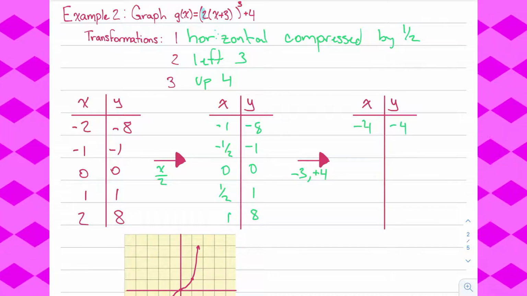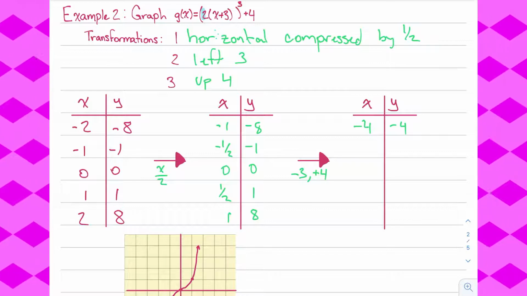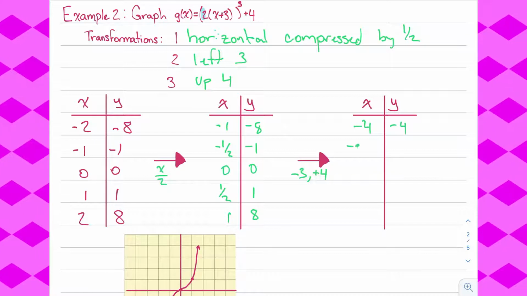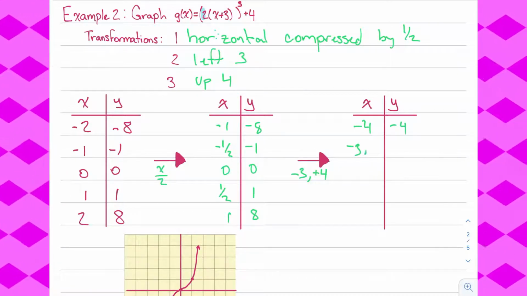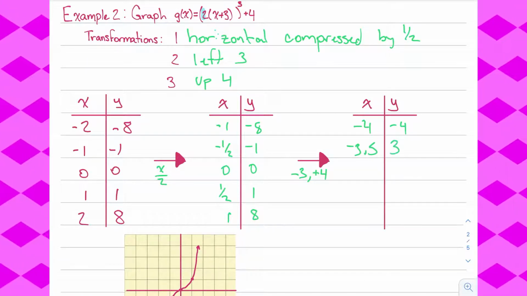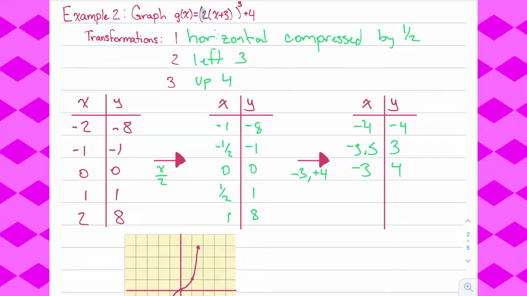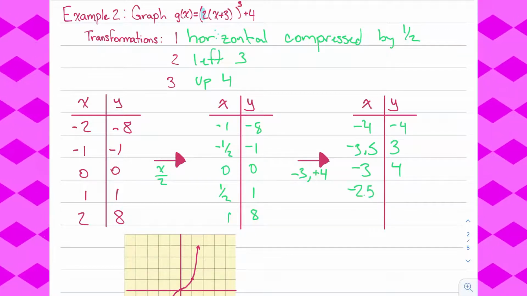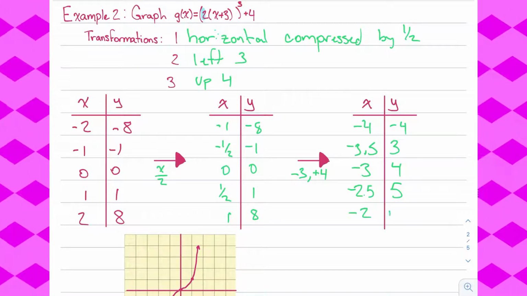So I'm going to take each point and I'll subtract 3, add 4. So -4, -4. I'll subtract 3 and I'll add 4. So -3.5, 3. And then -3, 4. Right, subtract 3, add 4. So -2.5, 5. Subtract 3, add 4, so -2, 12.